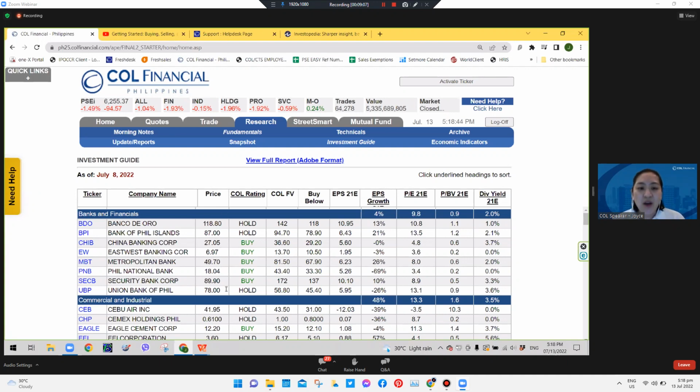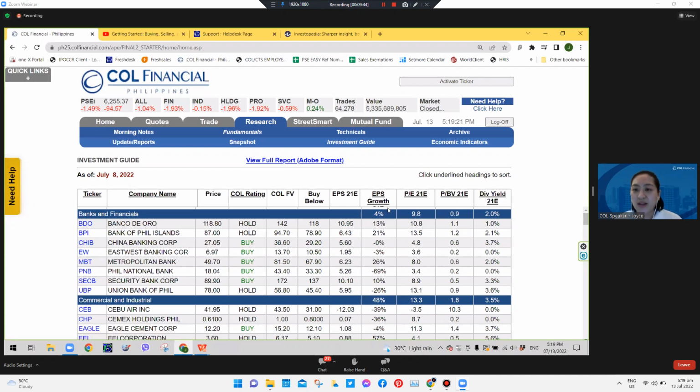So this is how you can now shortlist the stocks that you can research on, take a look at, and invest in. Okay, so don't forget, this is the research tab in fundamentals, then investment guide. Aside from this, for me, I also like to take a look at what I call the EPS growth. This is the earnings per share growth. For me, the higher the number, the better. This tells us whether this company is actually growing its earnings per share. And as you can see here, Metrobank has a 26% earnings or EPS growth.